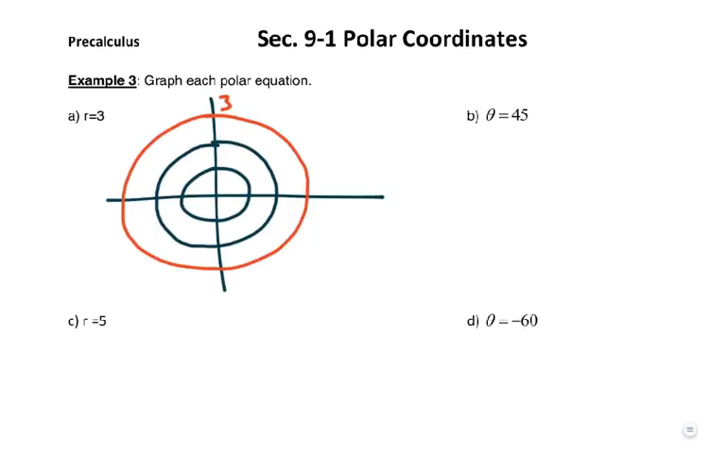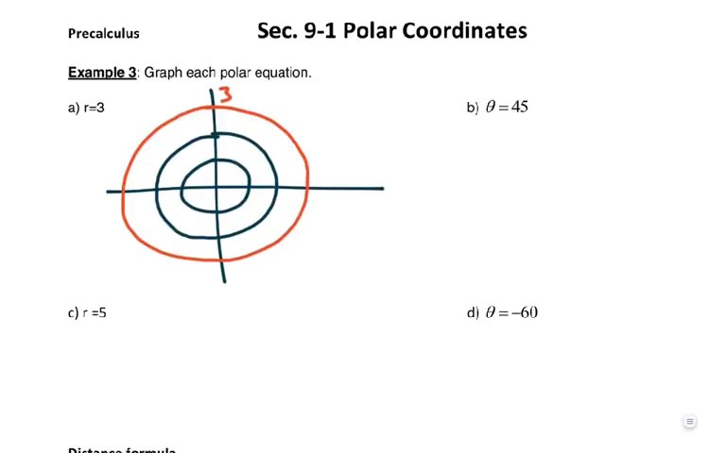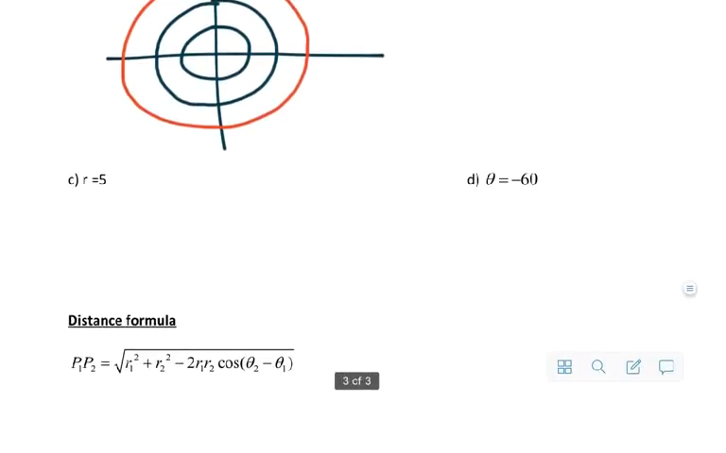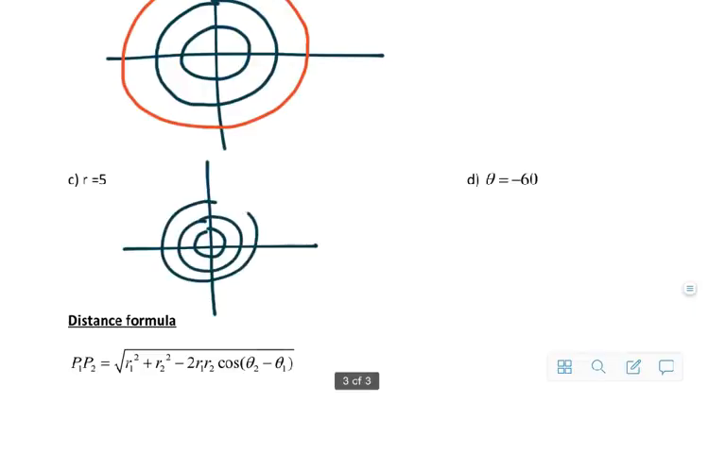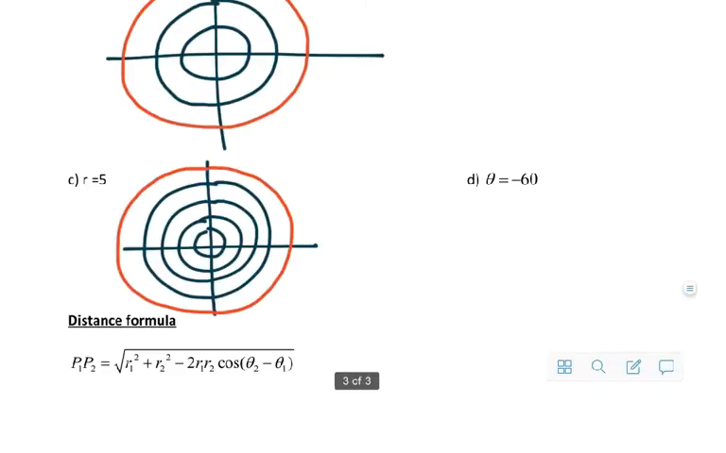It works the same way for part C here with r equals 5. 1, 2, 3, 4. r equals 5 would be the circle whose radius is 5, because every point on that circle would be a point in that equation.